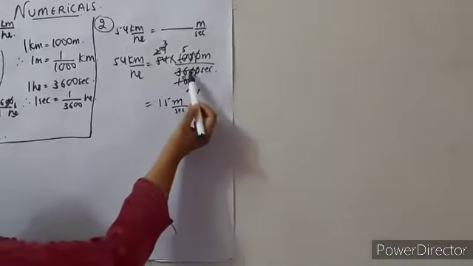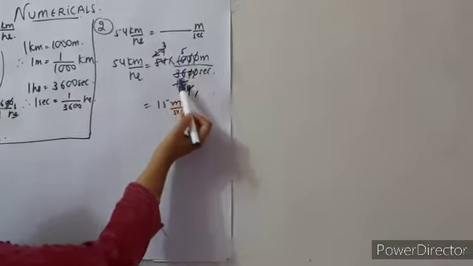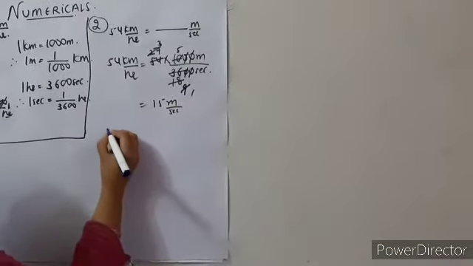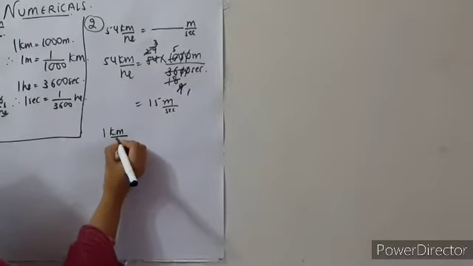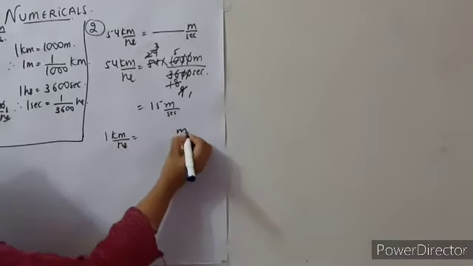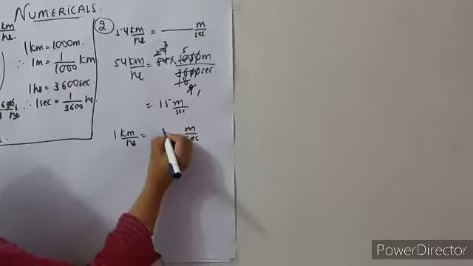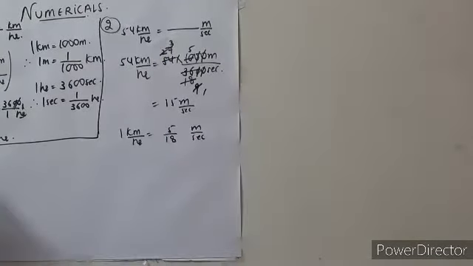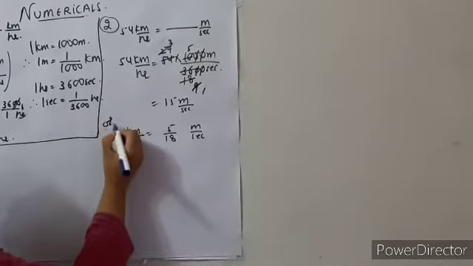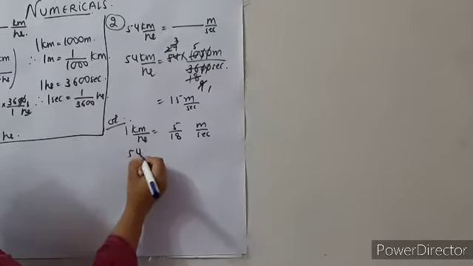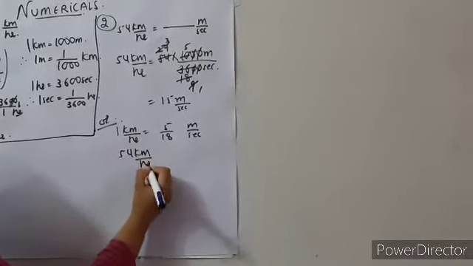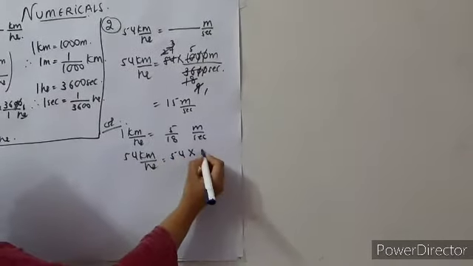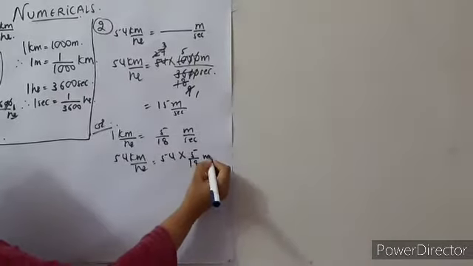So when we cancel it, we get this 5 over 18. So we can directly also do this, that in 1 kilometer per hour, how many meter per second do we have? We have 5 over 18 meter per second. Fine. Now, it is 54 kilometer per hour. So in 54 kilometer per hour, we have 54 into 5 over 18 meter.